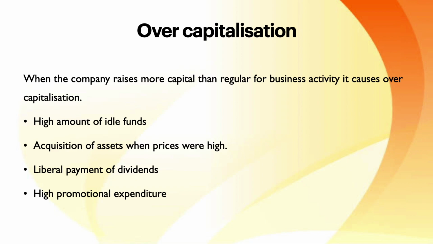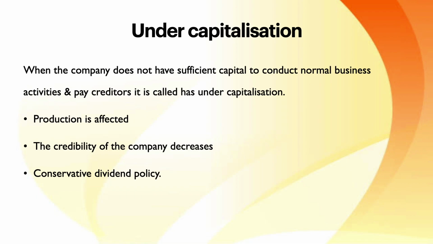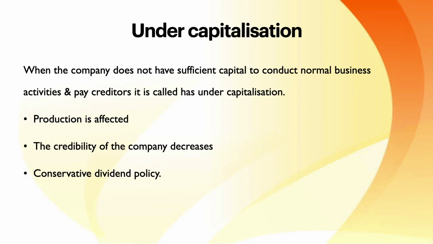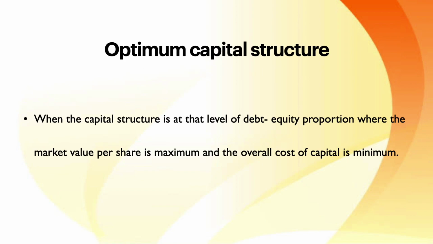So we have looked at what overcapitalization can lead to and what undercapitalization can lead to. So what is the answer? Neither should we have too much, nor should we have too little capital. So what is the right type of capital we need? We need optimum capital structure, not too much, not too little. Let's plan and let's acquire capital that is optimum.